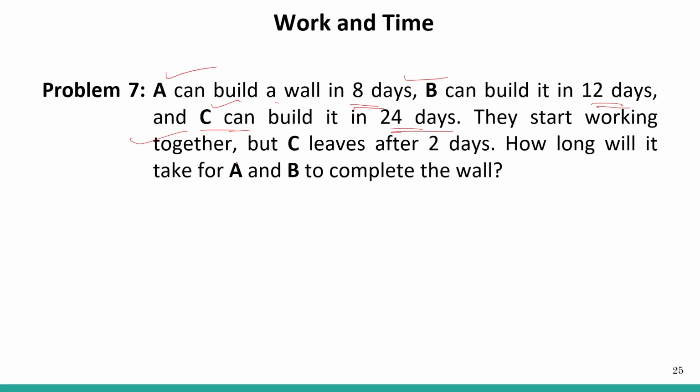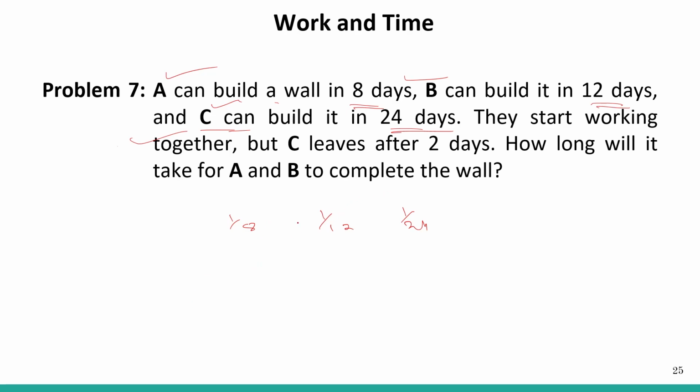A has a work rate of 1 by 8, B has a work rate of 1 by 12, and C has a work rate of 1 by 24. So they start working together. Initially they worked together, but C left after 2 days. So how long will it take for A and B to complete the wall?